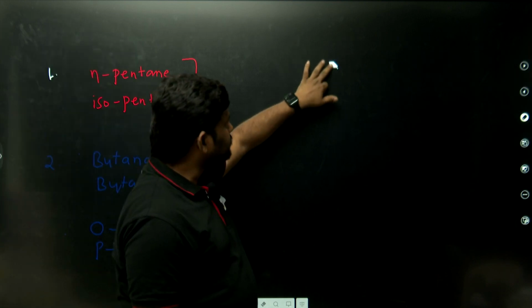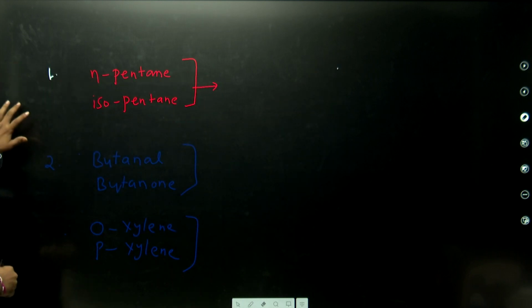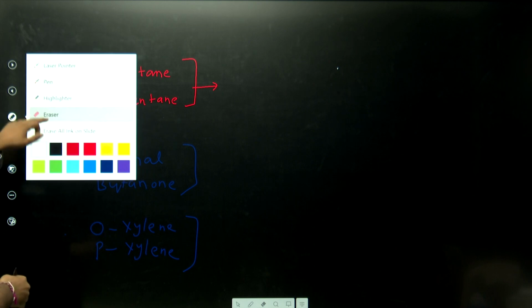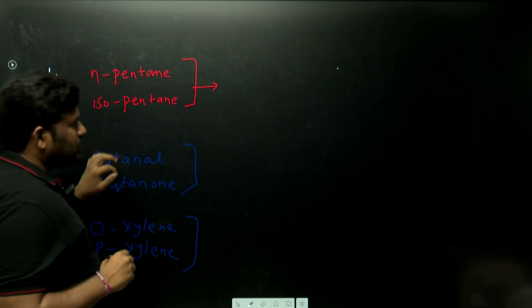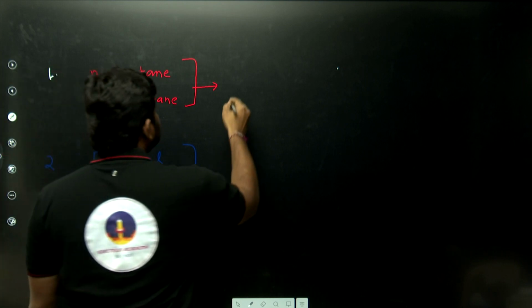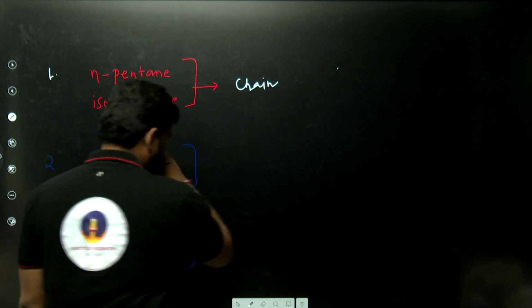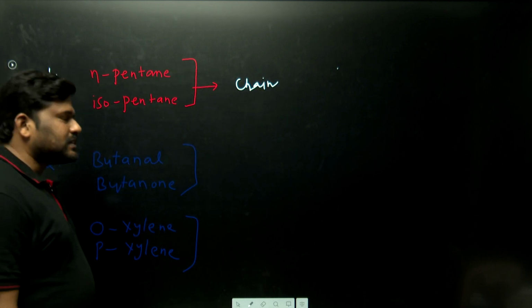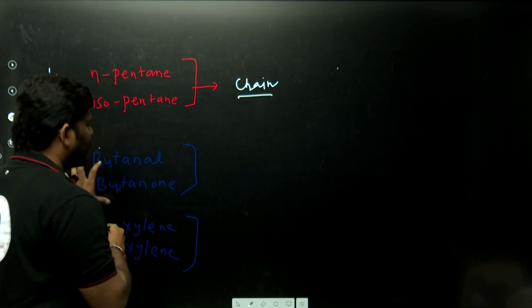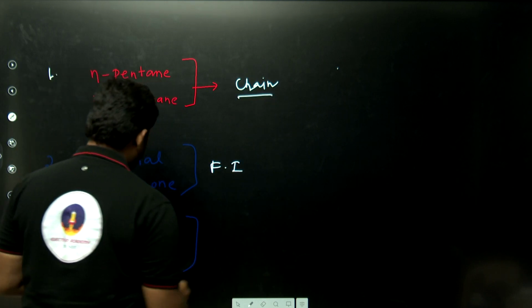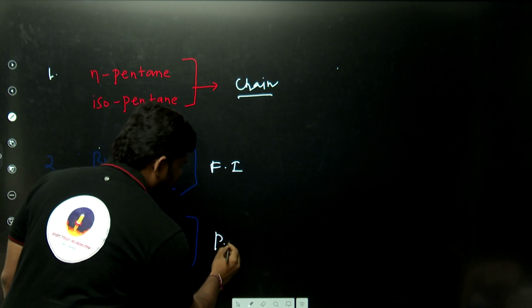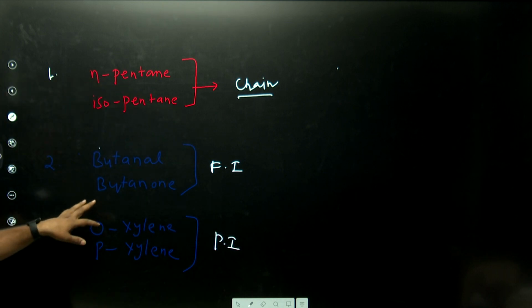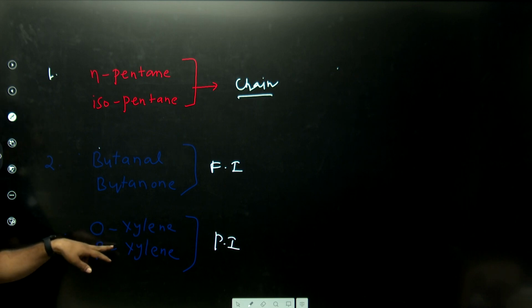Right, next one. So do this. First, what is the answer? N-pentane and isopentane are what isomers? Yes, your answer is right, they are chain isomers. Next, butanol and butanone are functional isomers. Orthoxylene and paraxylene are positional isomers, all correct. So first one chain isomerism, second one functional isomerism, third one positional isomerism.